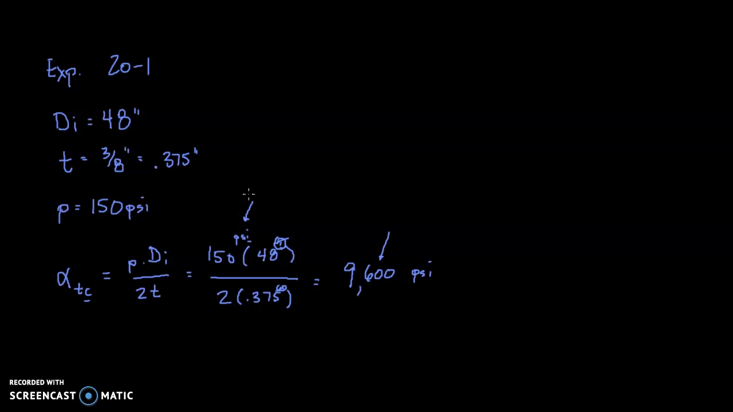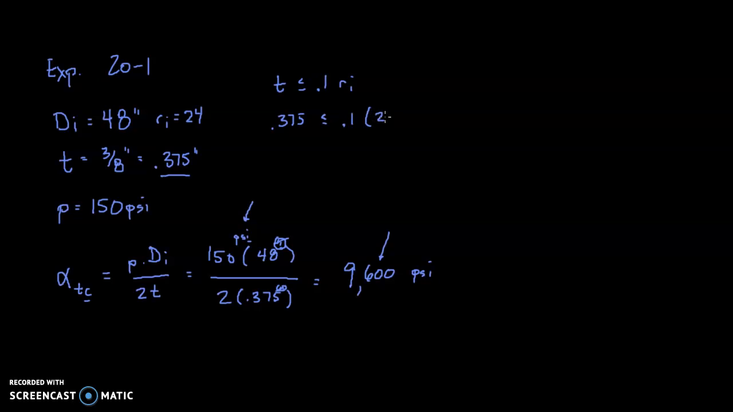Now one thing I forgot to check up here is that in order for this answer to be valid, this has to be a thin-walled pressure vessel. Is it? So we have to compare the thickness of the wall of our cylinder to the radius of the cylinder. So we need to make sure that the thickness is less than or equal to 0.1 times the interior radius. So our thickness is 0.375. Is that less than or equal to 0.1 times the interior radius? If the inside diameter is 48, then the inside radius is half of that, or 24.